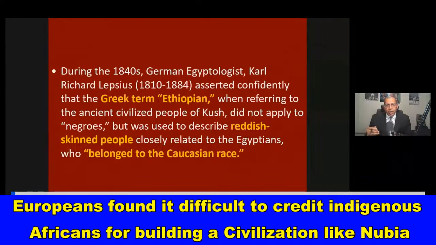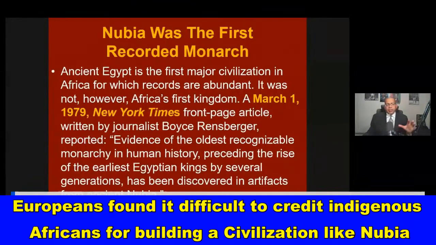when referring to ancient civilized people of Kush, did not apply to Negroes, but was used to describe the reddish-skinned people closely related to the Egyptians who belonged to the Caucasian race. They do whatever they can to discredit it. They don't want to admit these are Black Africans.